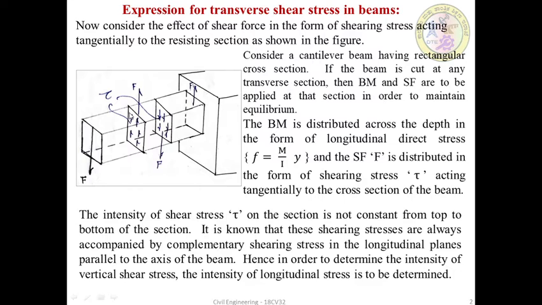It is known that the shearing stresses are always accompanied by complementary shearing stresses in the longitudinal planes parallel to the axis of the beam. Hence, in order to determine the intensity of the vertical shear stress which is acting tangential to the cross section, the intensity of longitudinal stress is to be determined.